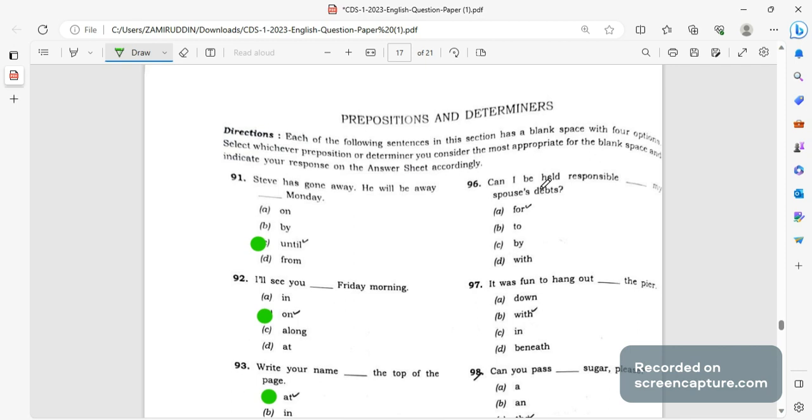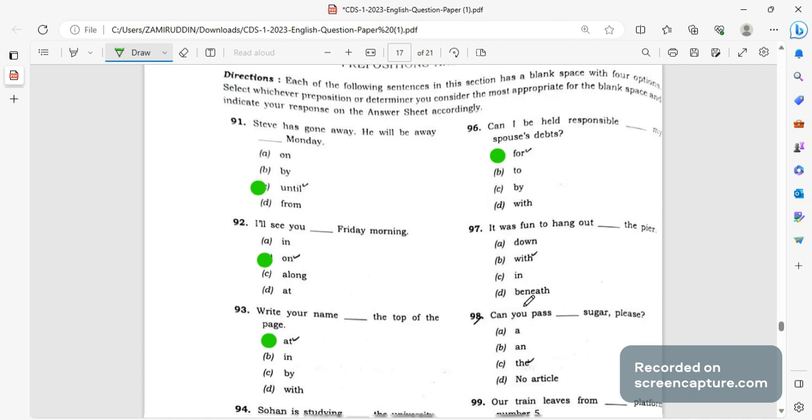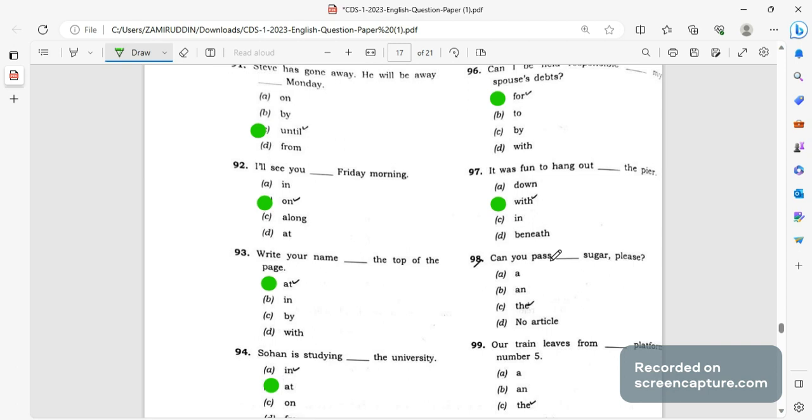Can I be held responsible for my spouse's debts? It was fun to hang out with the peer. Can you pass the sugar? Please. Can you pass the sugar?